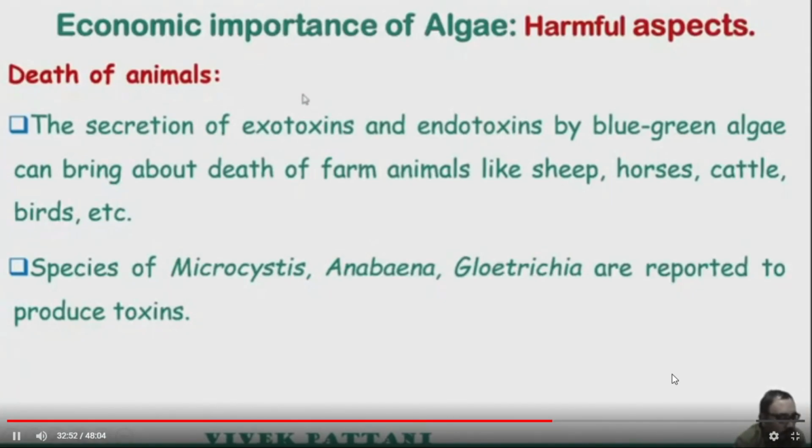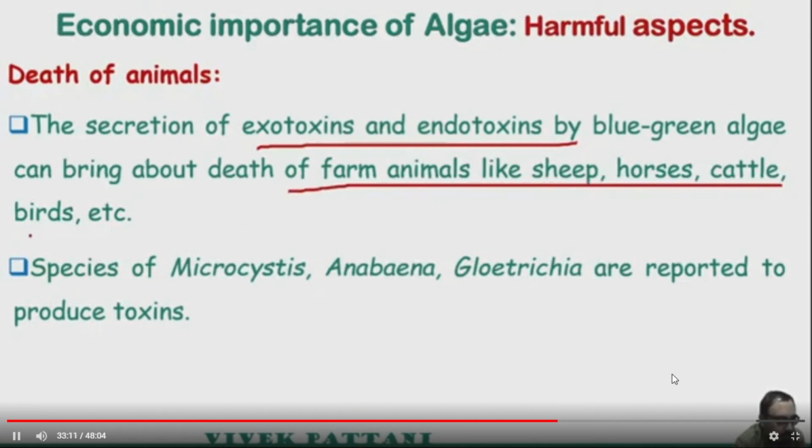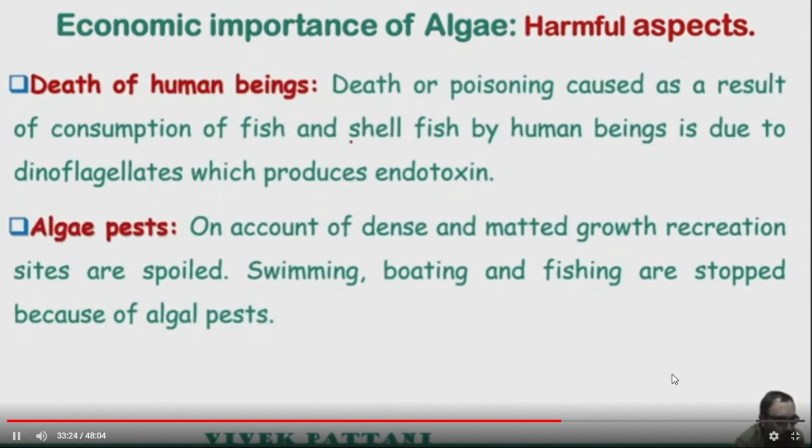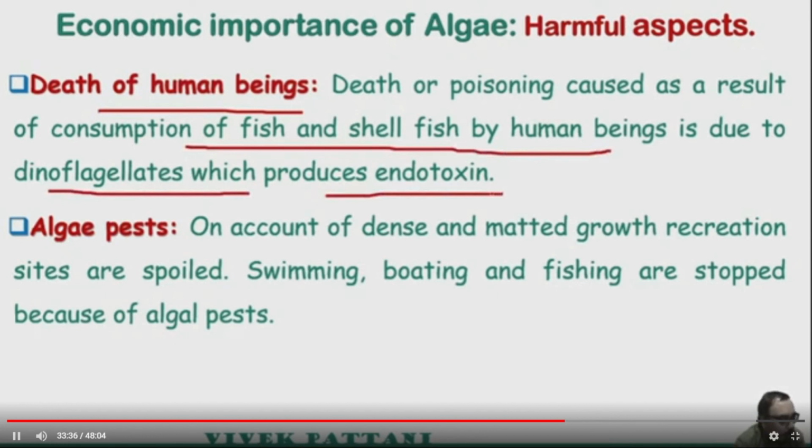Now similarly, the case of fishes, some of the animals are also killed by the secretion of these toxins. The secretion of exotoxins and neurotoxins by the blue-green algae can bring about death to farm animals like sheep, horses, cattle, and birds, etc. And some of the species of Microcystis, Anabaena, Gloeotrichia are basically reported to produce these toxins. Now, in some cases, they also lead to death of human beings. Similarly, consumption of fish and shellfish by human beings is harmful due to the dinoflagellates that produce endotoxins.